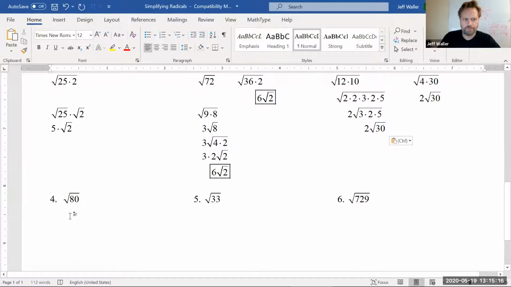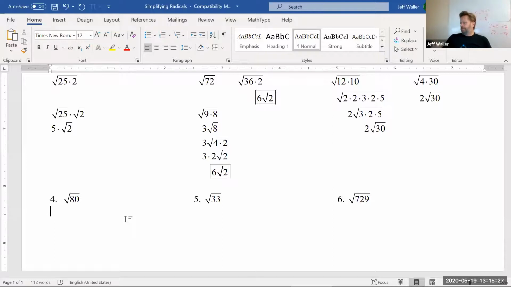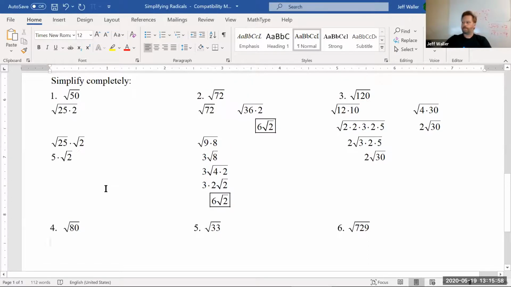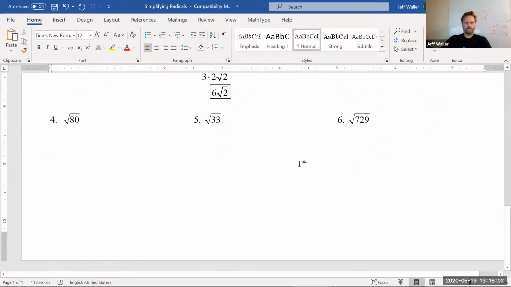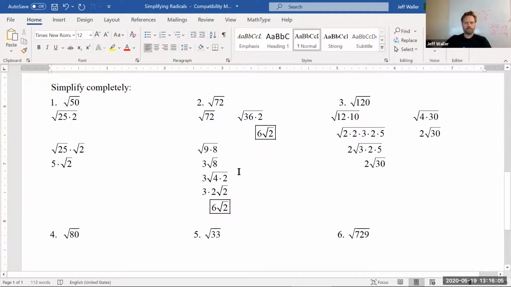Okay, so go ahead and try this one, number 4, if you haven't tried this yet. I know, this crazy semester is almost over, guys. Well, let me keep this up here in case you guys need to see that.